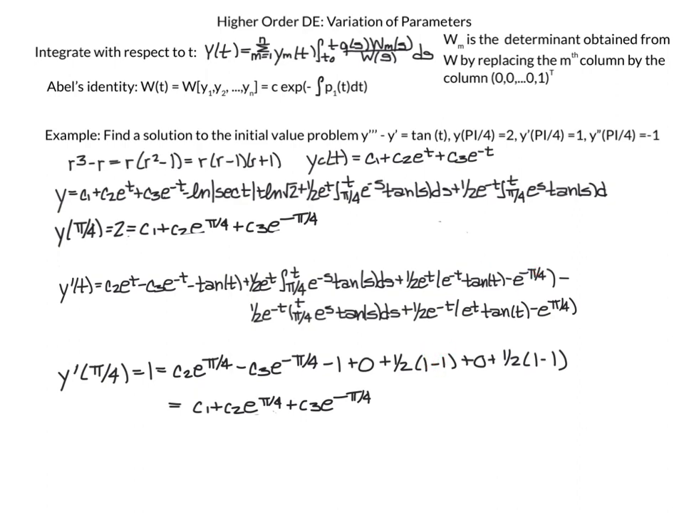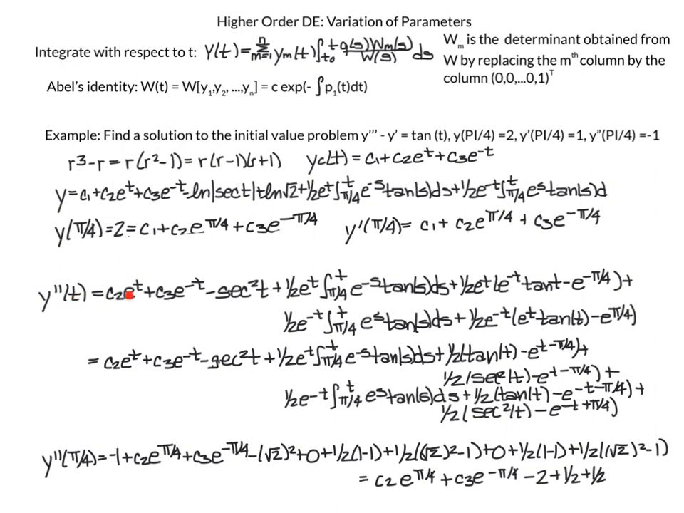Here I have my 1 minus 1. Similarly here, because the integral goes from pi over 4 to pi over 4, that becomes 0. And here, when I plug in tangent pi over 4, that's 1. And then I'm going to have e to the pi over 4 minus e to the pi over 4, which will give me 0. So I have my 1/2. So my y prime of pi over 4 simplifies to c1 plus c2 e to the pi over 4 plus c3 e to the minus pi over 4. And I am going to note that here.